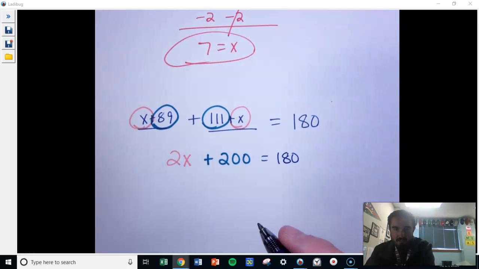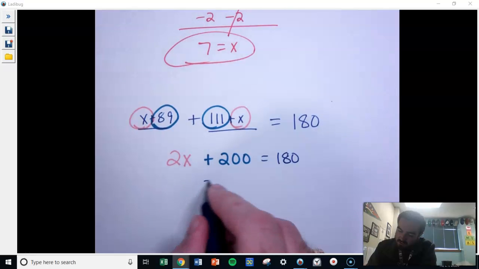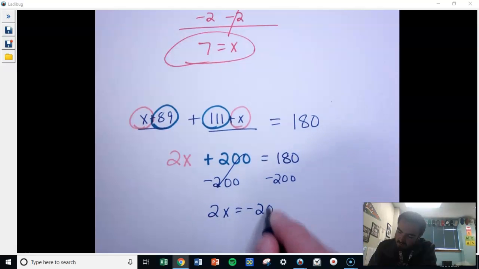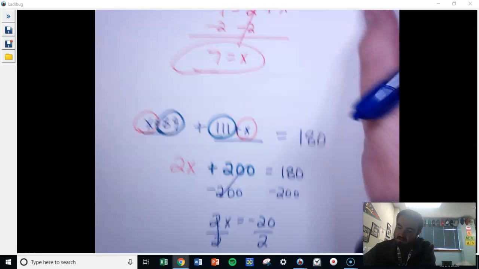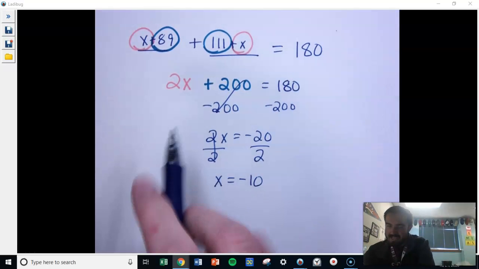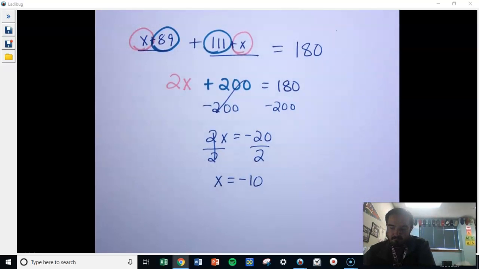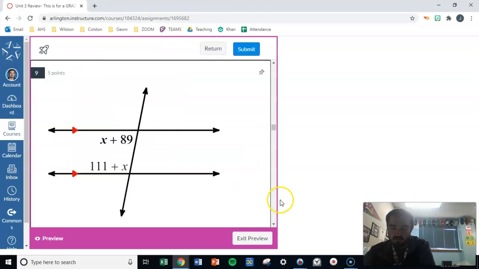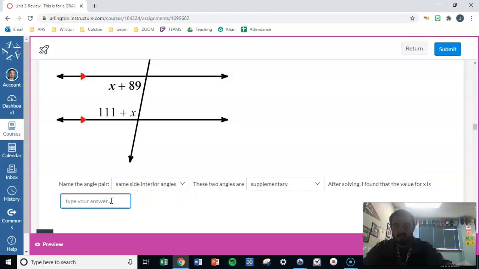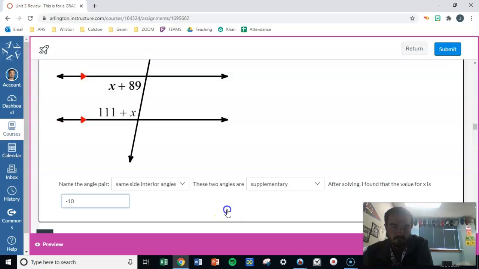All right, now that doesn't look too bad. We would subtract 200 on both sides. 2x equals negative 20. Divide by 2. x equals negative 10. Okay, so this is how we would solve it if it's a supplementary angle pair, like same side interior. Remember, same side interior, same side exterior, and linear pairs are all supplementary. So here, since it said define x, we'd say x is -10. Cool.